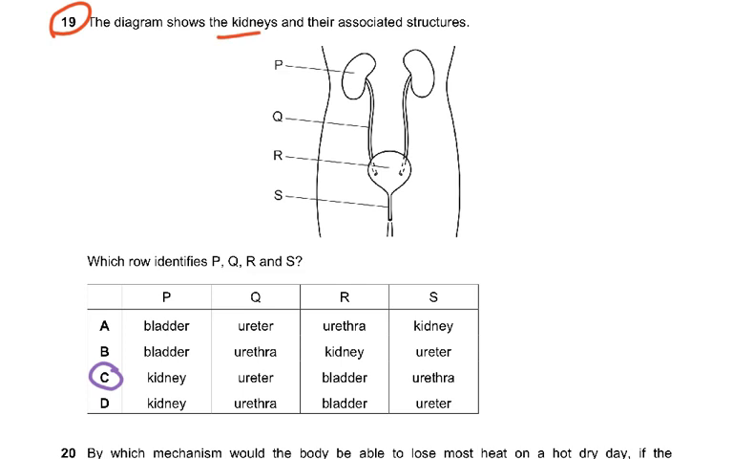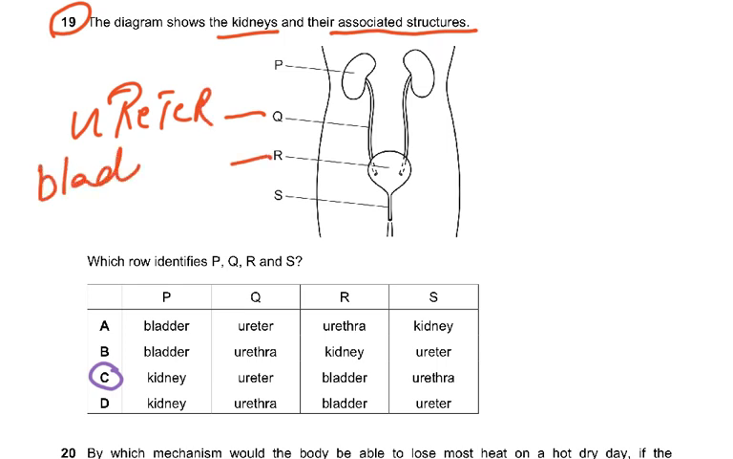Question 19. The diagram shows the kidneys and their associated structures. So P is the kidney, Q is the ureter, there are two ureters. And R is the urinary bladder. And then S is the urethra. Which row identifies P, Q, R and S? So P has to be the kidney, so you have to narrow down to C and D. And then Q was the ureter, so it was only this one which was correct, and bladder and urethra.